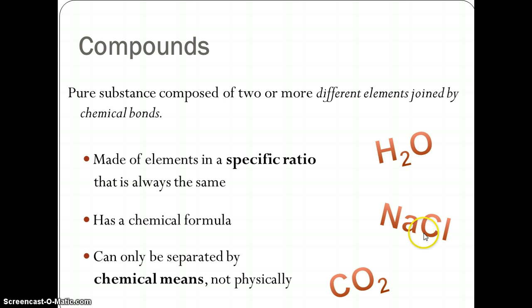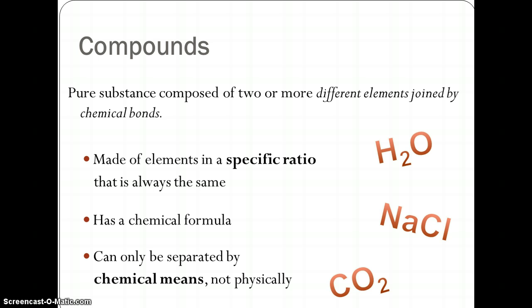Then we have NaCl, which is table salt or sodium chloride. This is sodium and chloride from the periodic table, and they're bonded together or stuck together. Then we have carbon dioxide down here, or CO2, where we have carbon and oxygen bonded together.